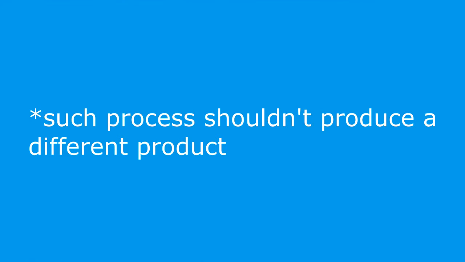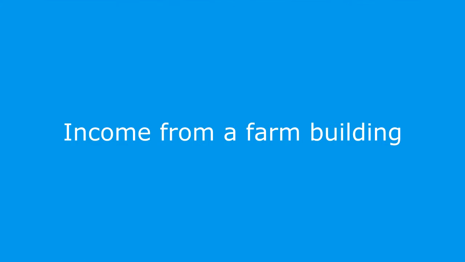However, please note that such a process should only make the agricultural produce fit for the market, but it shouldn't bring into existence an altogether different product. The third type of income which is covered under agriculture income is income from a farm building. Income from a farm building shall be considered as agriculture income provided four conditions are satisfied.